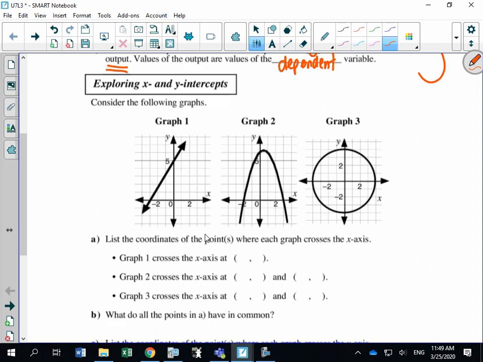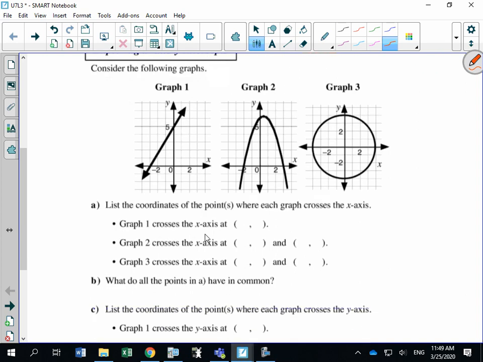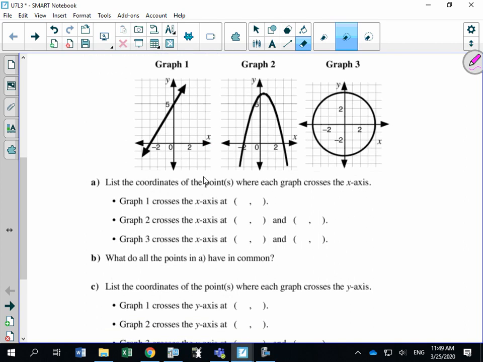Okay, what we're going to do now is explore the x and the y-intercepts. So whenever you have a graph, if it cuts the x-axis, that is going to be an x-intercept. So on my graph, this blue line, where it cuts on the x-axis is an x-intercept. Where your graph cuts on the y-axis is a y-intercept. Depending on your graph, you could have more than one x-intercept or more than one y-intercept.